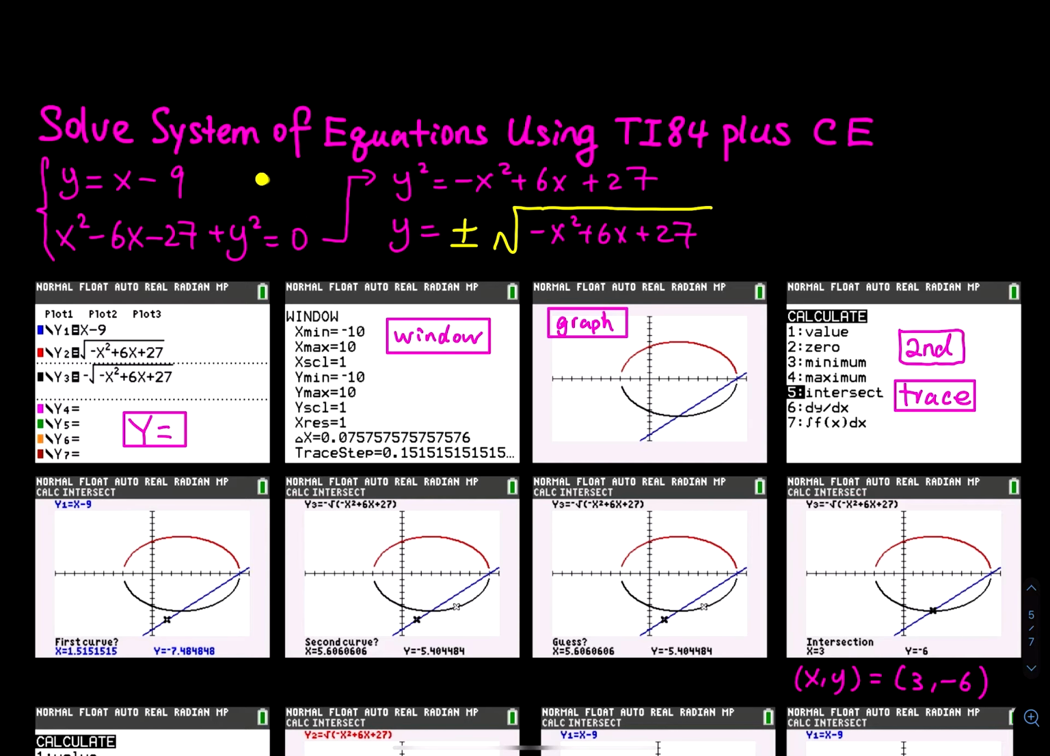If you use Desmos, everything is super easy, because all you have to do is type y equals x minus 9, and on the second line you can just type the whole thing: x squared minus 6x minus 27 plus y squared equals 0. It will show you two graphs, and then all you have to do is use the cursor to tap at the intersection, and there you go, that is the answer.